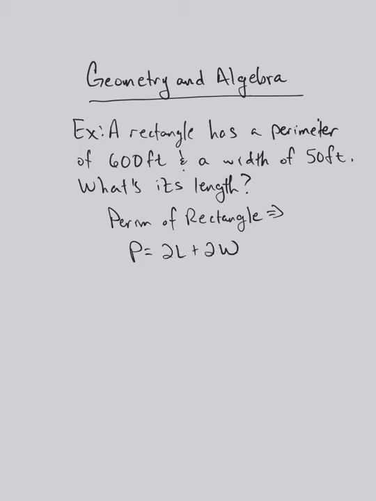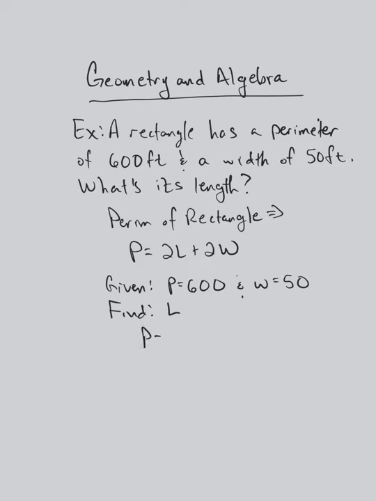All right, so we have this setup right here. Now, the key thing is we need to know what we're given and what we're trying to find. We're given that the perimeter is 600 feet, so P is equal to 600, not 200, like that. And what else are we given? We're given that the width is 50 feet, so W is equal to 50 feet. And now what are we trying to find? We're trying to find the length. The question asks what's its length, so we're trying to find L.